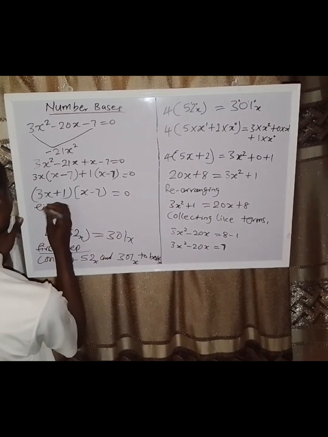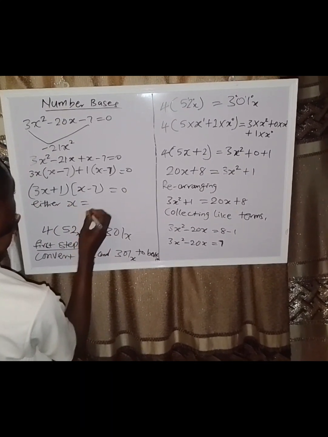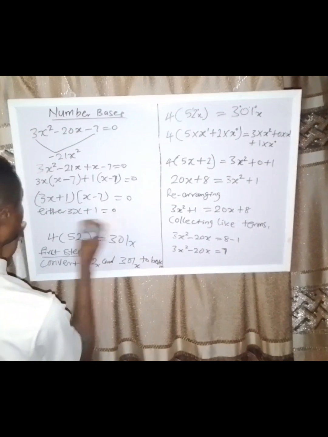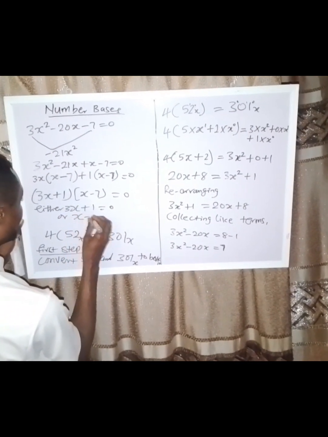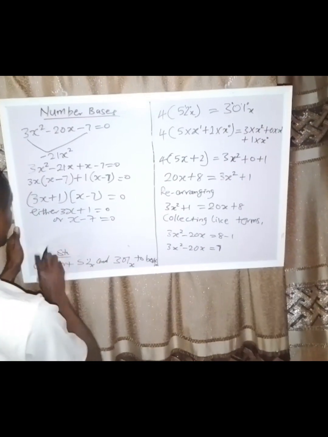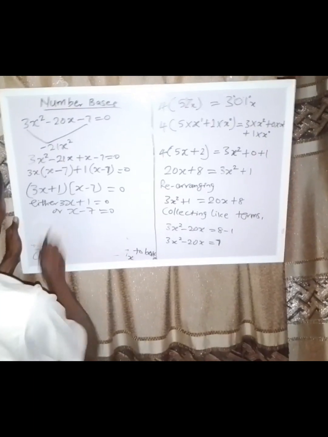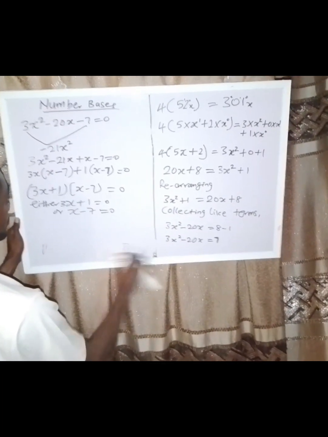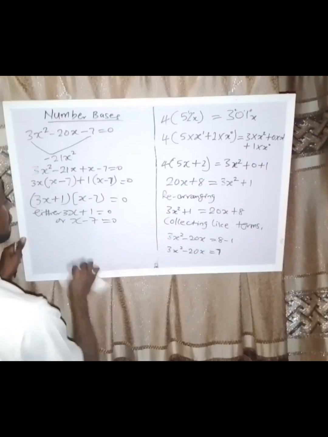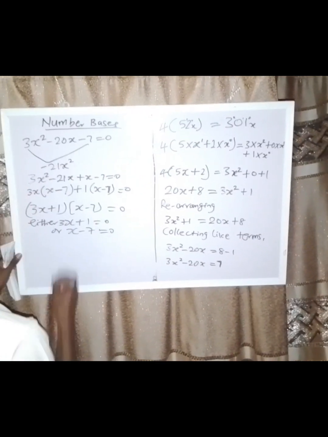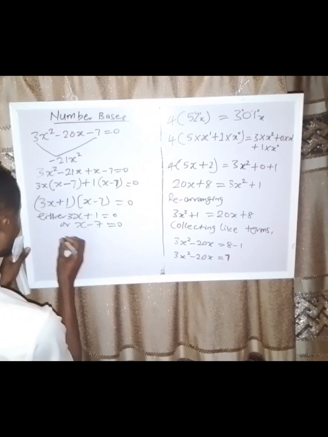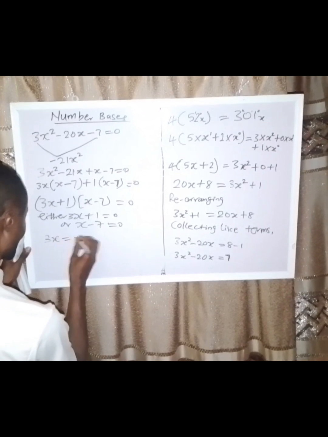So either 3x plus 1 equal to 0, or we have x minus 7 equal to 0. Okay, we're almost there. Now we have 3x plus 1 equal to 0. So when you cross this constant to the right hand side, it will become 3x is equal to minus 1.